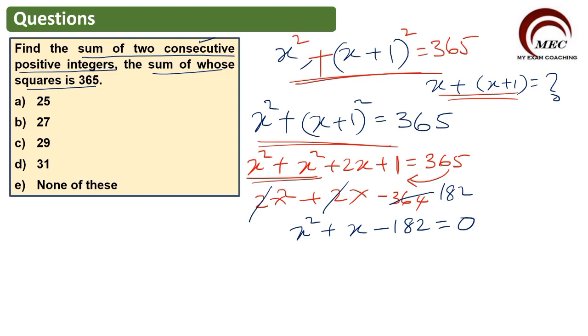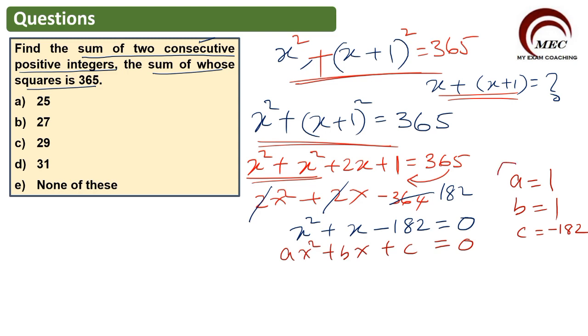Now I got a quadratic equation. I can equate it with ax square plus bx plus c equal to 0. Here a is equal to 1, b equal to 1, c equal to minus 182. Ax square is here how many x square? 1x square, so a equal to 1. In bx, b is 1x, so b is equal to 1. In place of c, we have minus 182. So we got the values of a, b, c.